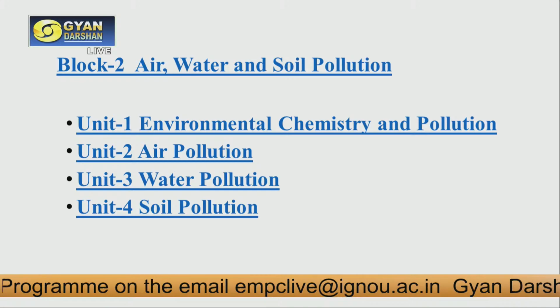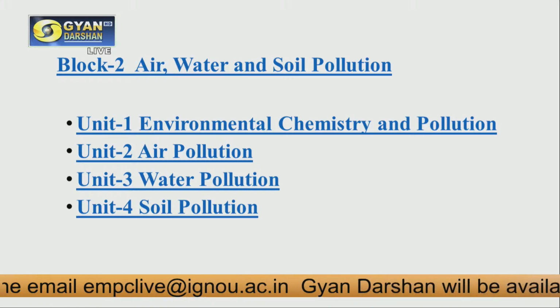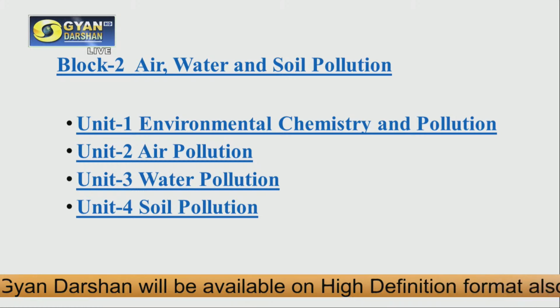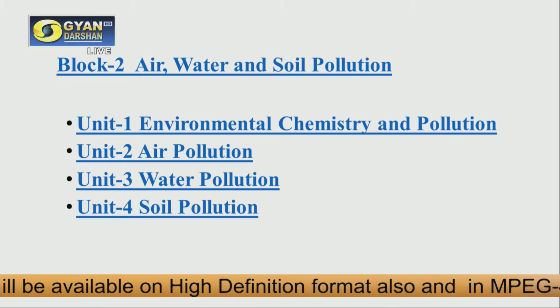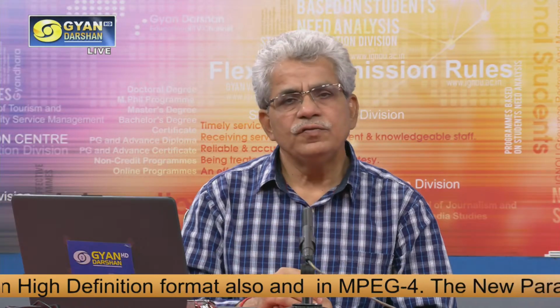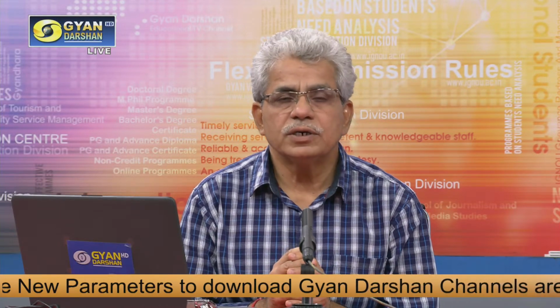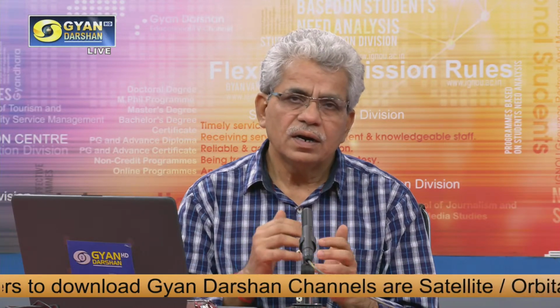Unit 1 is environmental chemistry and pollution. Then unit 2 is air pollution, unit 3 is water pollution, and unit 4 is soil pollution. Here we will be discussing pollution of all the important components of our environment, and how with the use or development, our different components are getting polluted. Those things we'll be discussing in this block through the 4 units.